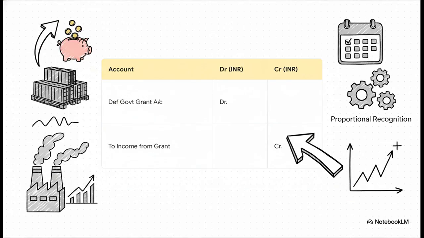But obviously, the story doesn't end on day 1. As the company discharges those export obligations year by year, you'll need to recognize it. You'll do this by debiting the deferred government grant account and crediting income from government grant. The absolute key takeaway here is that this is recognized in profit or loss in the exact proportion of the export obligations discharged that year. It's a progressive realization tied right to the company's performance.